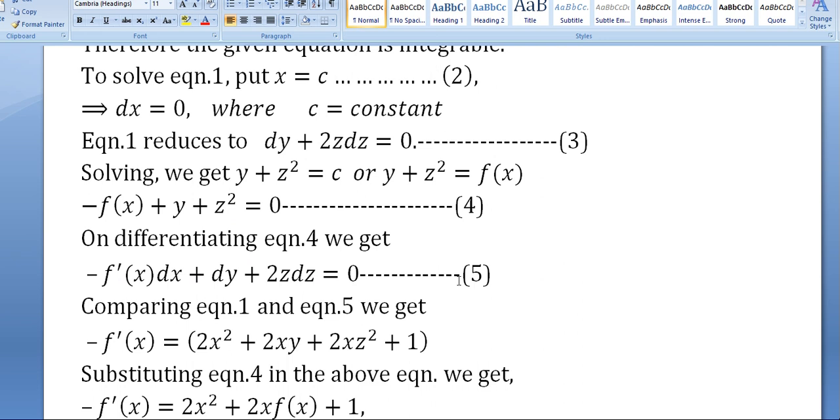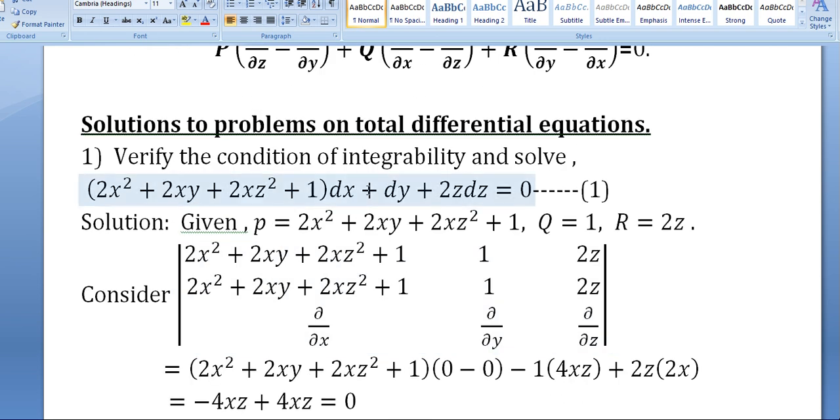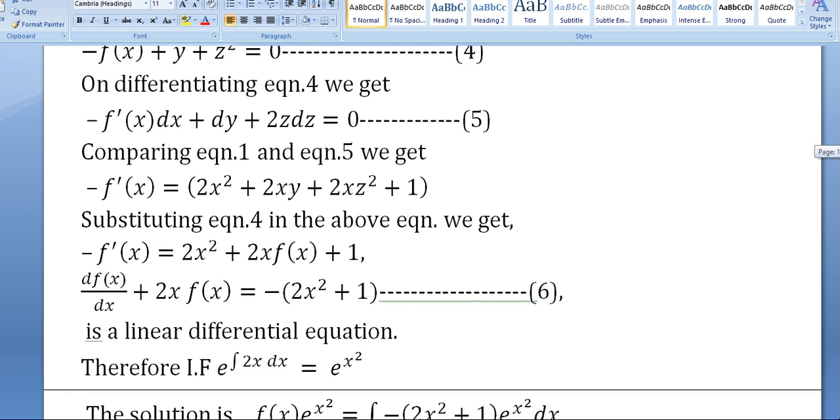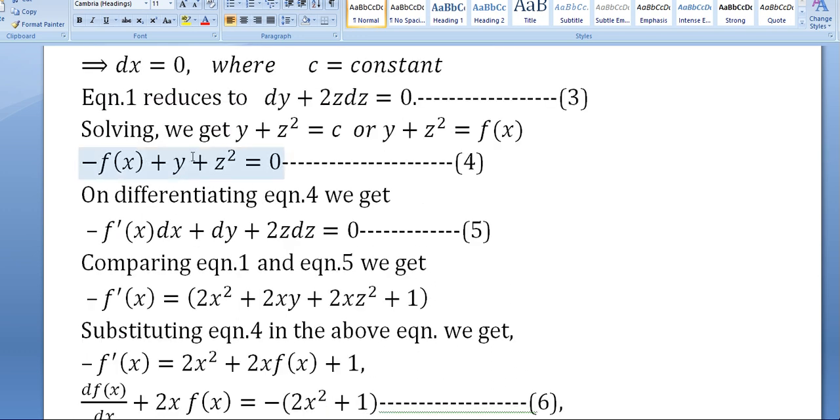When we compare these two equations, in the given equation we have dy plus 2z dz. So here also I have dy plus 2z dz. So automatically the coefficient of dx also must be the same. Therefore from this we get minus f dash of x is equal to 2x square plus 2xy plus 2xz square plus 1. Now here we have y plus z square is equal to f of x.